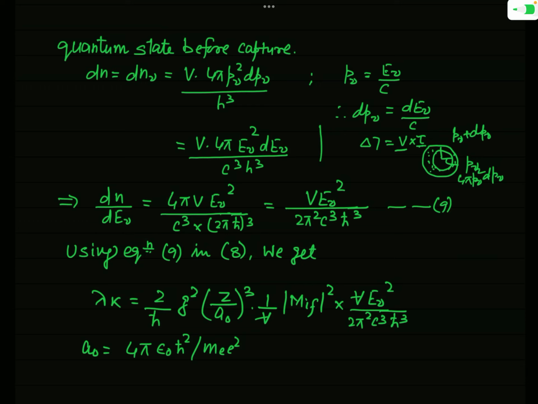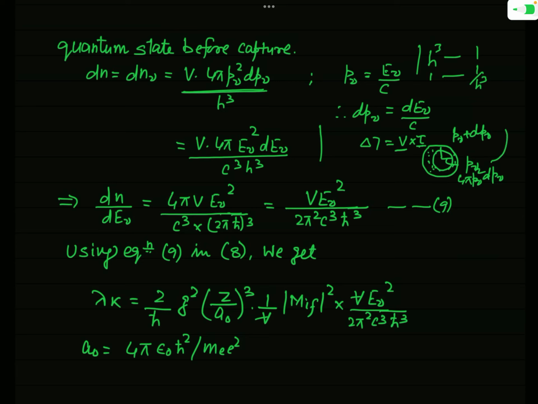So the volume in phase space will be equal to V into 4 pi P nu square dP nu. You can see it here. Now, you know that in volume h cube, the number of quantum states is 1. So in unit volume, what will be the number of quantum states? This will be 1 by h cube.